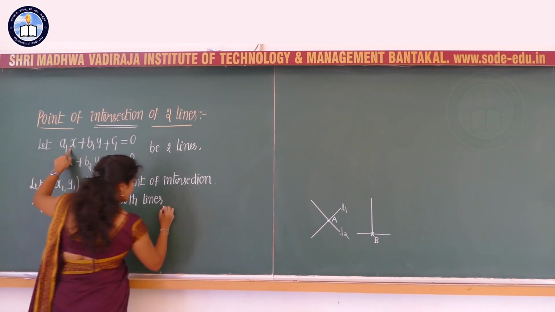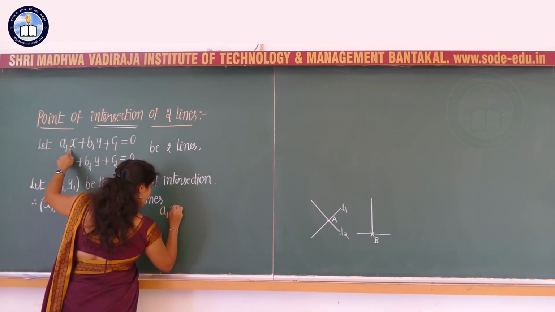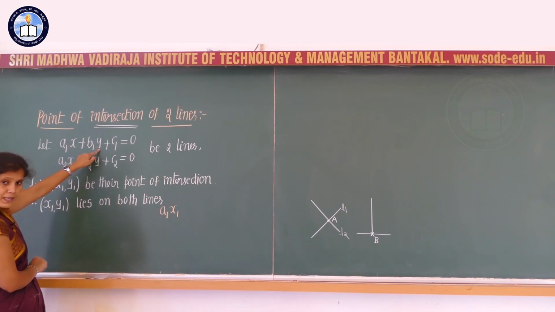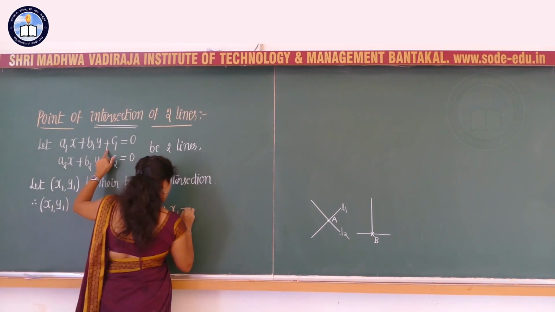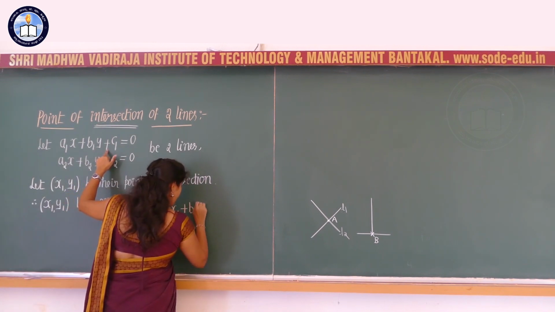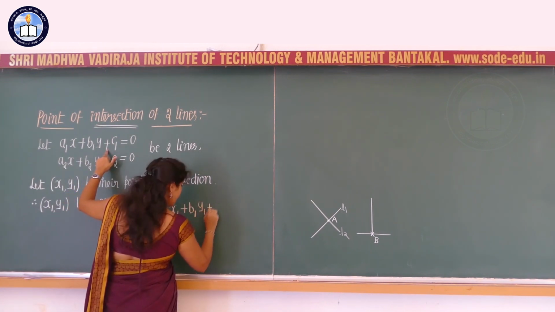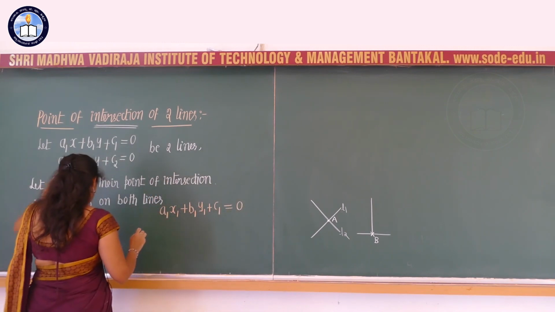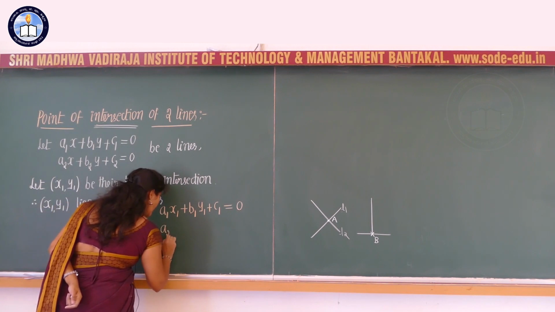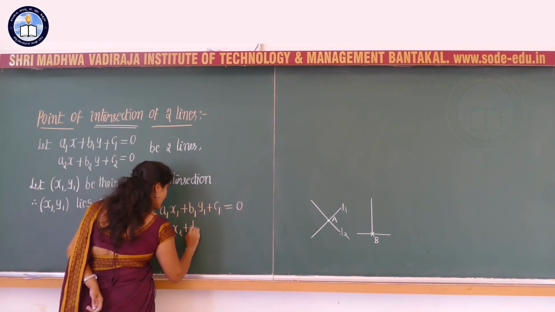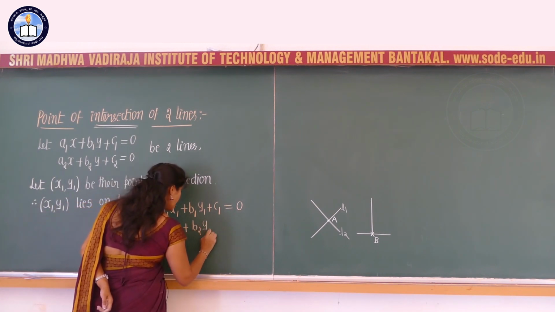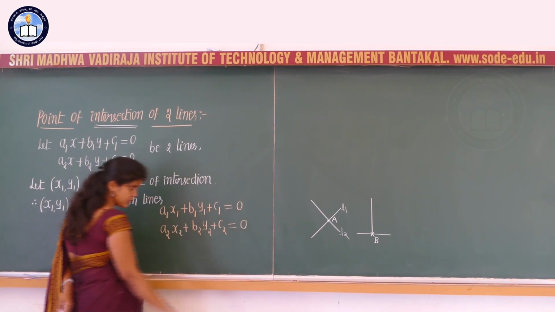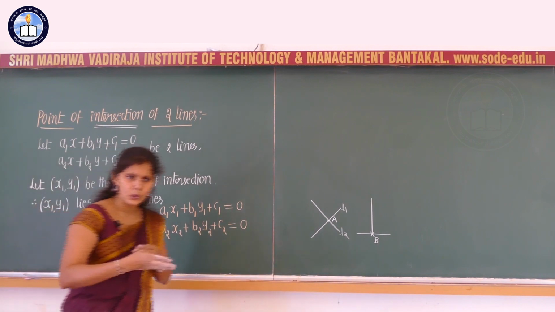That becomes, these two equations become a1 into x1, where x is replaced by x1 and y is replaced by y1. That gives a1 into x1 plus b1 into y1 plus c1 is equal to 0, and the second equation can be written as a2 into x2 plus b2 into y2 plus the constant c2 is equal to 0. Clear? Initially we have considered two lines.